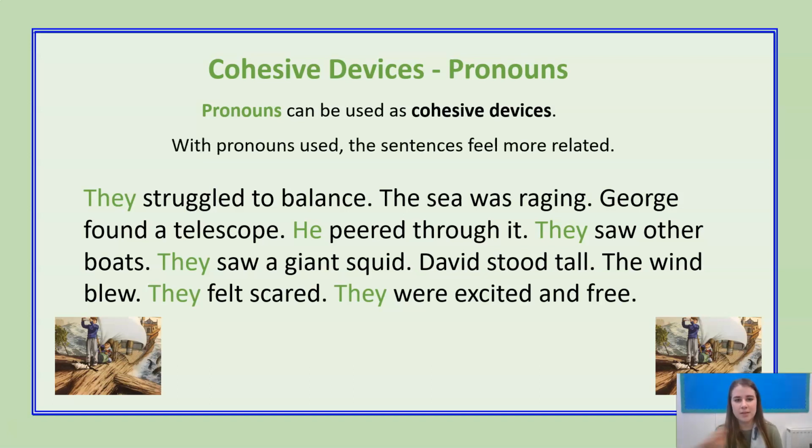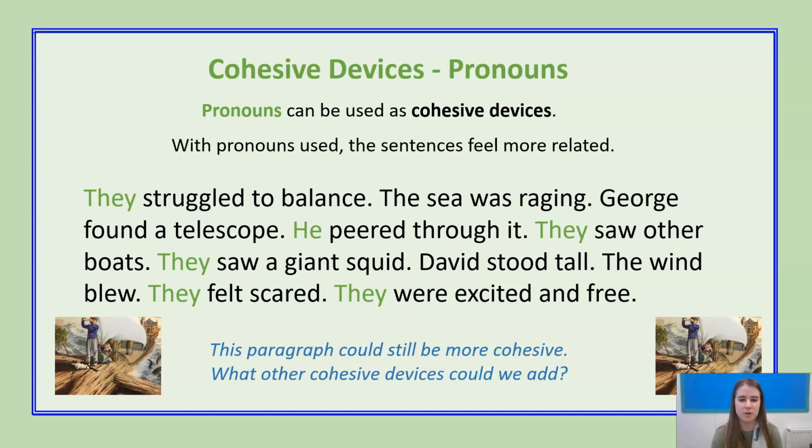Okay, so without these pronouns, the sentences are not going to flow very well, which is why we need the pronouns. But I don't think I did a good enough job here, because I think this paragraph could be even more cohesive. I think it could flow even better. So pause the video and have a think. What else could I use that's going to make this flow more?